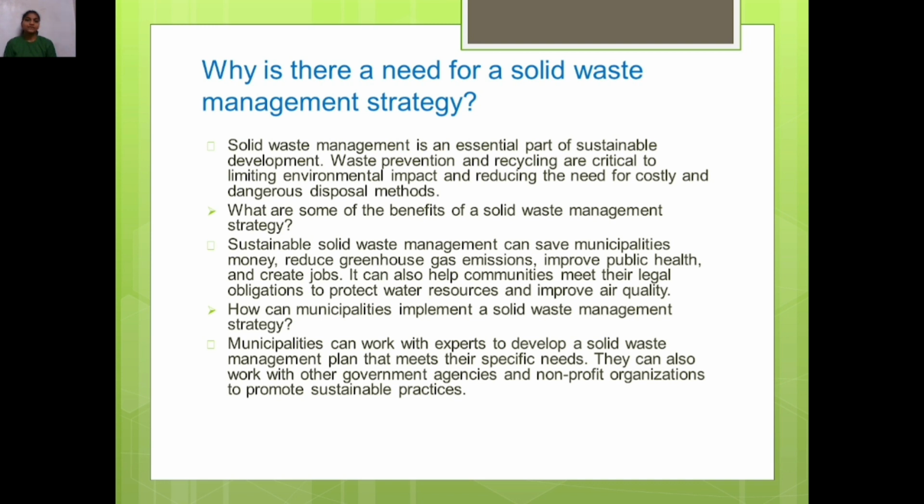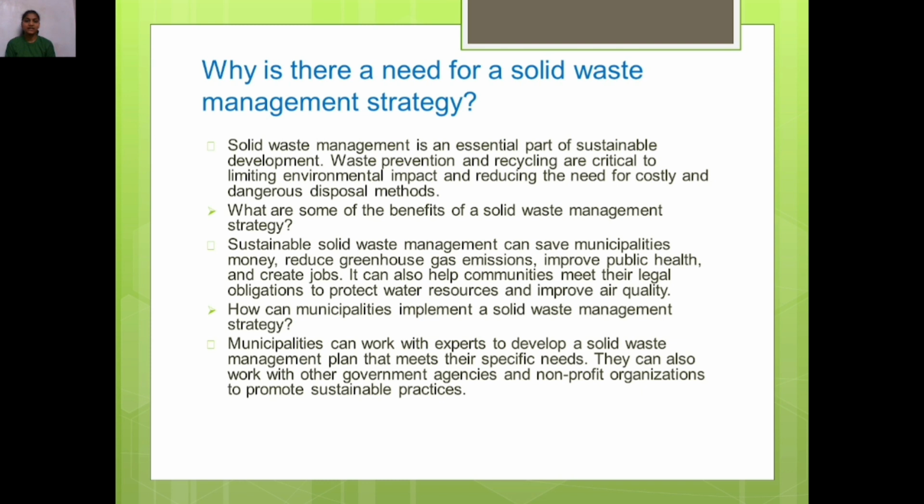What are some benefits of a solid waste management strategy? Sustainable solid waste management can save municipalities money, reduce greenhouse gas emissions, improve public health, and create jobs. It can also help communities meet their legal obligations to protect water resources and improve air quality.